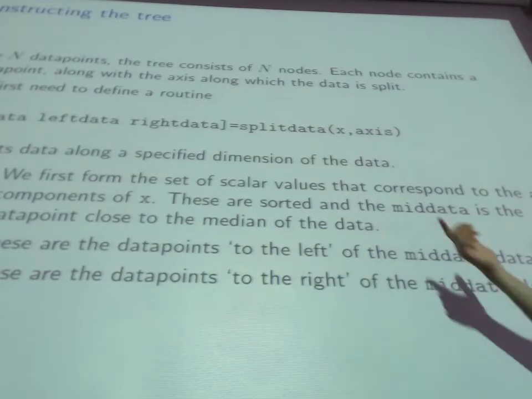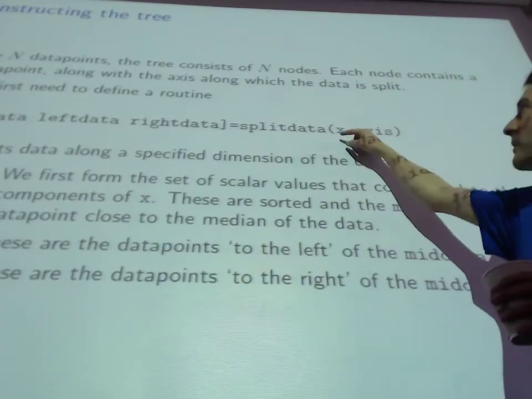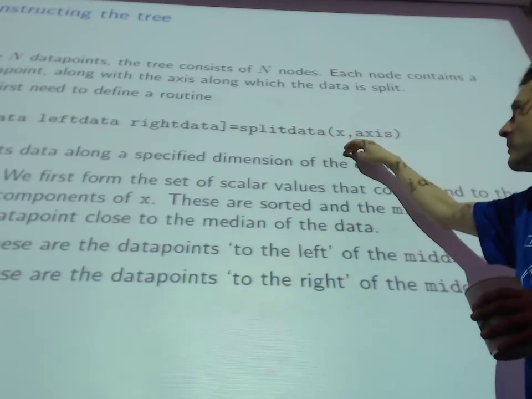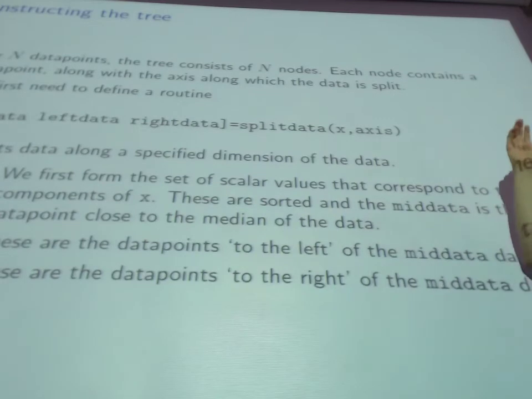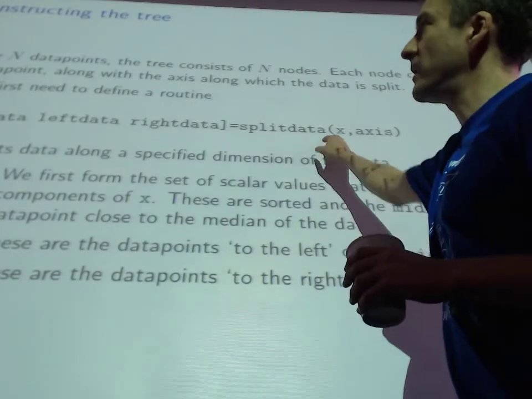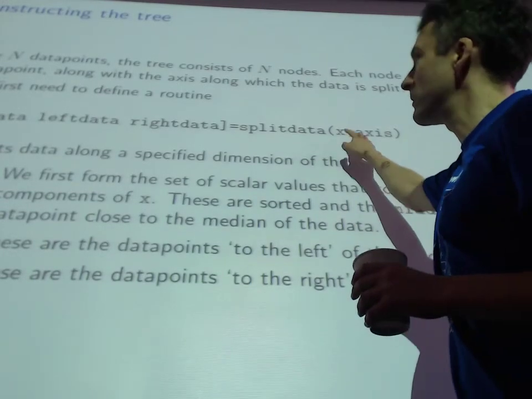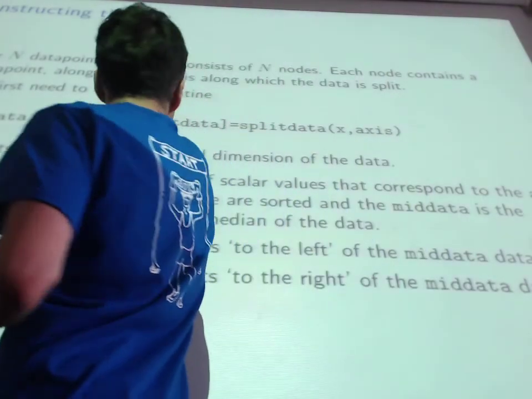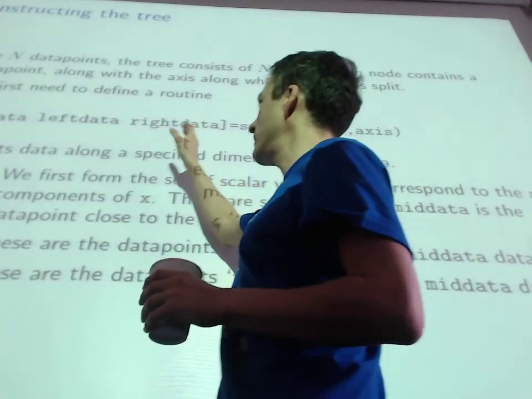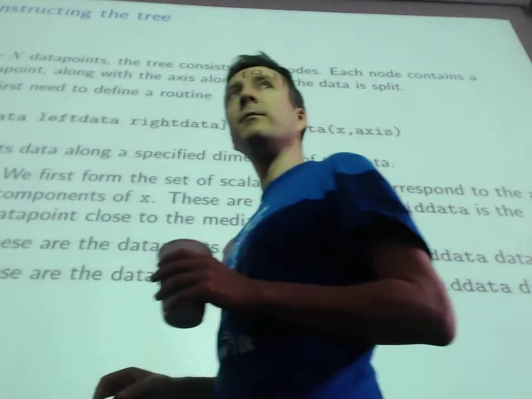Okay, so in order to construct this tree, we need to define some routine which will take as input a set of data points. In this case, this would be a matrix where each column is a data point, and the axis is just an index 1 through to d, which dimension you want to split the data along. Okay, and I call this routine, and it will then split this data into points which are to the left of some point, some points to the right of some point, and the point that we actually are splitting.